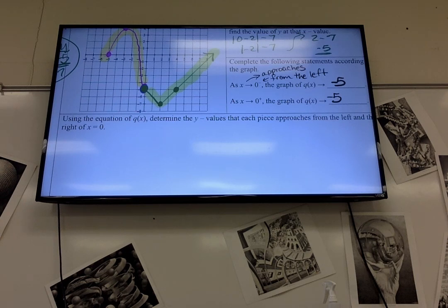So we're going to do the same thing down here, only instead of looking at the graph, because we're not going to want to have to graph that every time, we're going to use the equation. So as x approaches 0 from the left, q of x approaches, and I would use the pink equation.